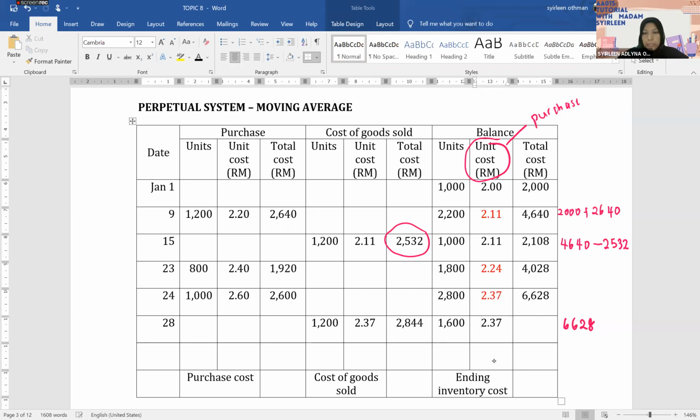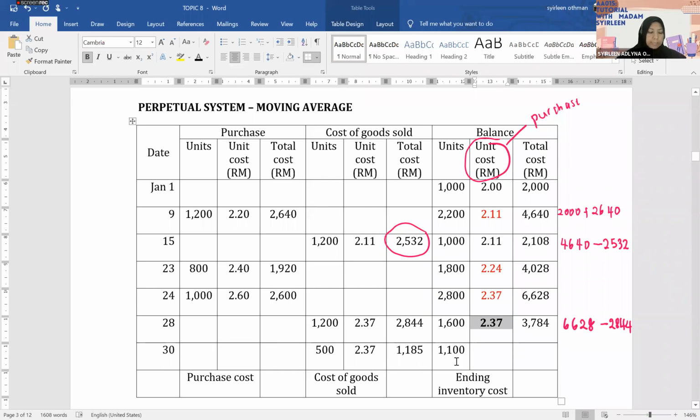Okay, so balance yang tinggal dekat belakang ni ialah 6628 tolak 2844. Okay, you jangan darab. Okay, so kita akan dapat 3784. Kalau saya ambil 2.37, saya darab dengan 1600, my answer will be 3792. This is 3784. Okay, ada beza RM8. Tapi jawapan you kalau you darab salah lah. Kita akan tolak sahaja. Okay, alright, and then the last one, another sales 500 units. Okay, so we are using the same price, RM2.37. Okay, that's your final price lah.